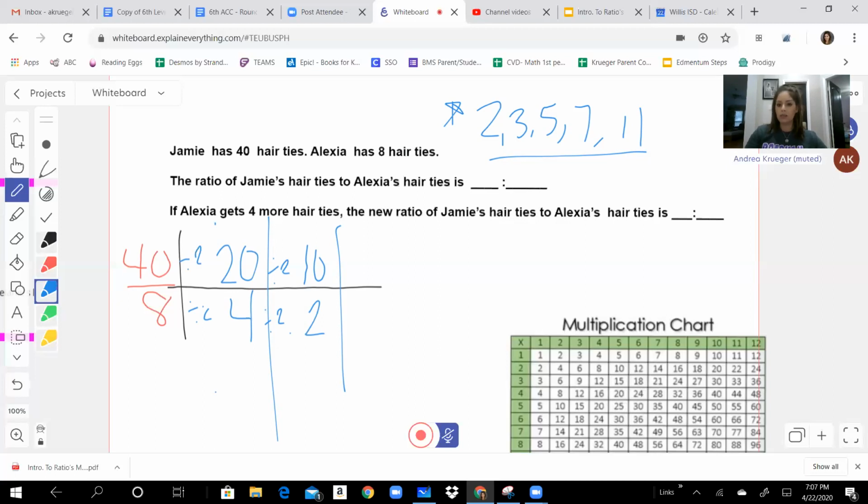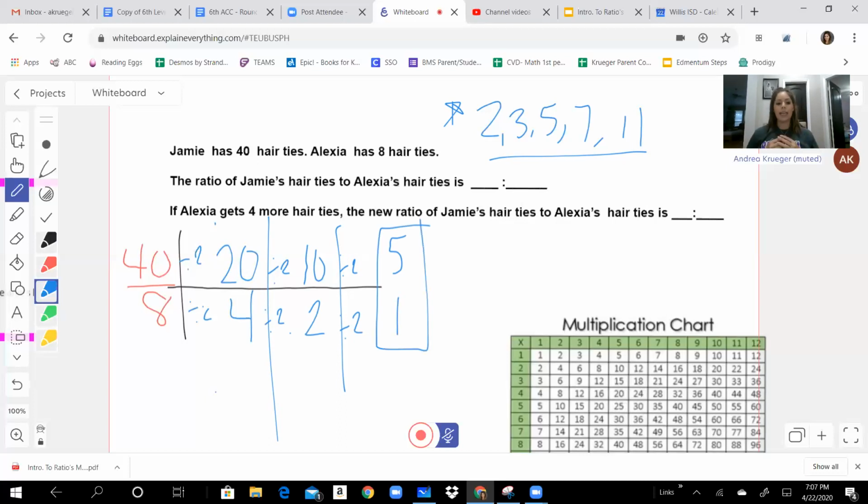No. 7 goes into 2? No. 5 into 2? No. 3 into 2? No. 2 into 2? Yes. And 2 also goes into 10. So 10 divided by 2 is 5, and 2 divided by 2 is 1.